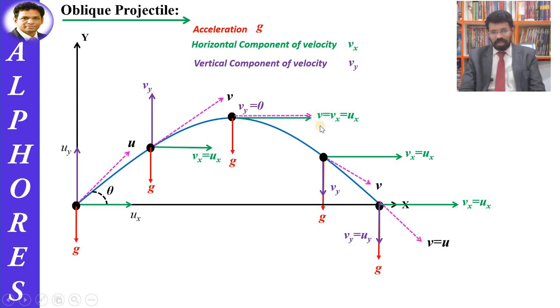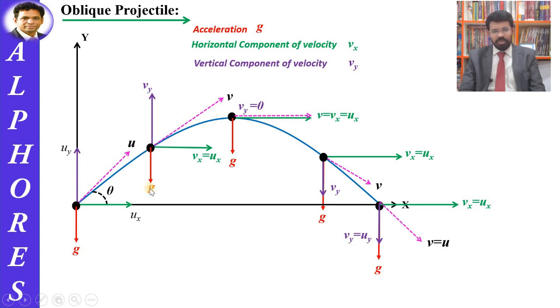Okay, so by the time it comes here, see what has happened to the vertical component of velocity? Its direction is reversed. It is in the downward direction. Before the point has reached this particular position, the vertical component of velocity is always in the upward direction. After crossing this maximum height, its direction has been reversed and it is always in the downward direction.